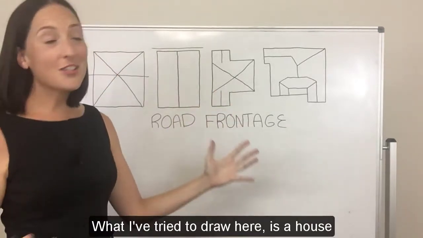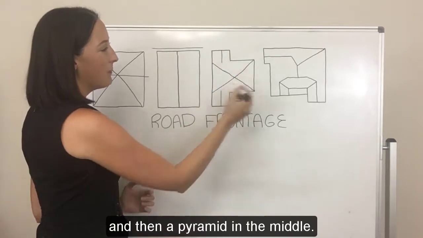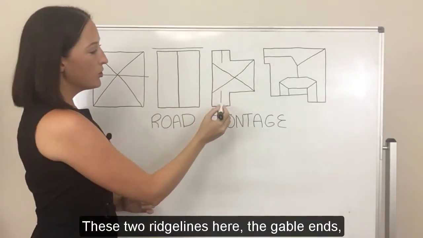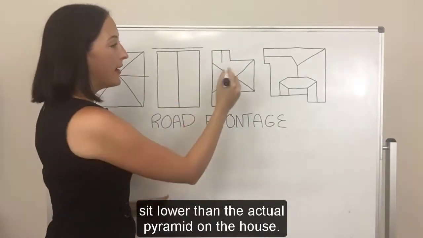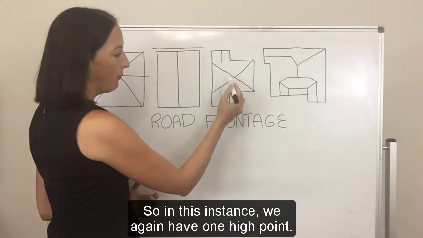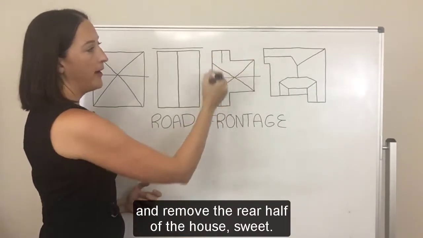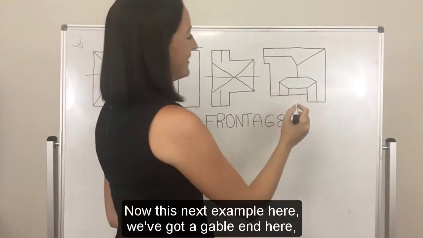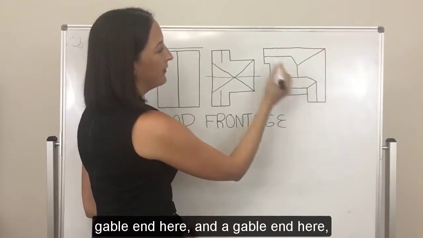What I've tried to draw here is a house that has 2 gables, one at each end and then a pyramid in the middle. So the pyramid is just like this example here. These 2 ridge lines here, the gable ends, sit lower than the actual pyramid on the house. So in this instance, we again have one high point. You can chop straight through the middle of the house and remove the rear half of the house. Sweet.